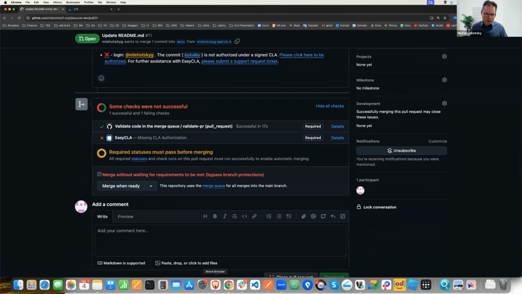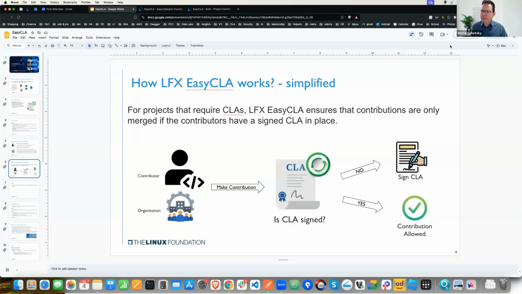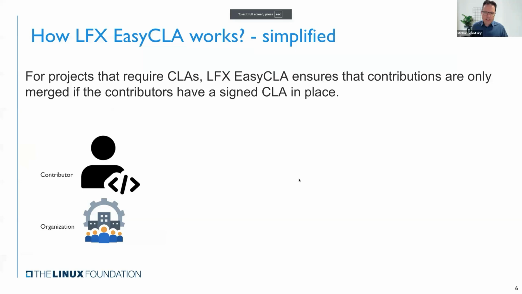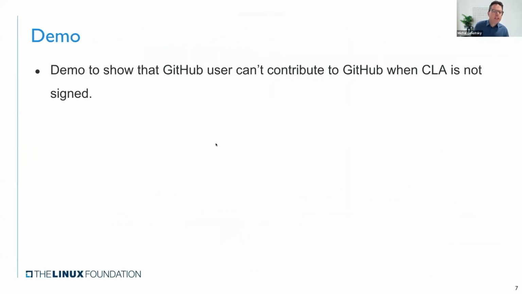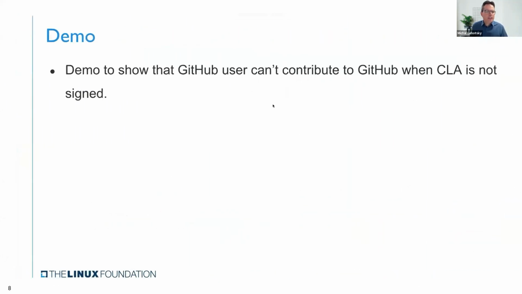So as you can see, we go back to the presentation. As you can see here, this CLA is simply blocking me from making a contribution and is forwarding me to sign the CLA. If it's already signed, I can make a contribution. Okay, any questions about this flow? Okay, we go to the next slide. So this is the demo I just did.